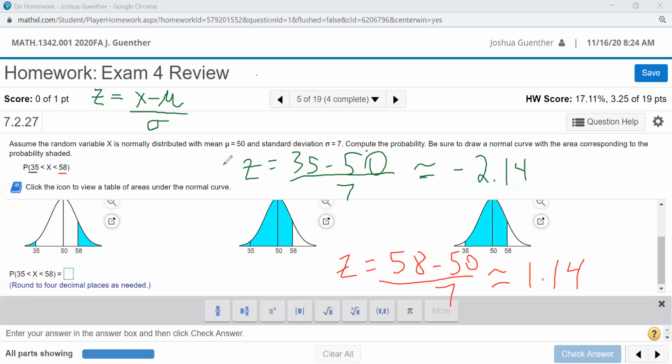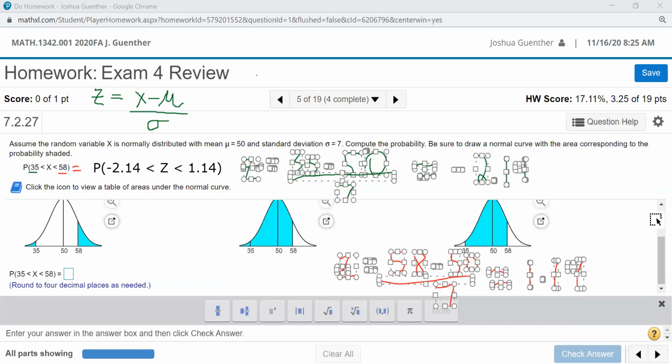And so now asking us to find the probability that x is between 35 and 58 is actually completely equivalent to asking us to find the probability that our z-score is between negative 2.14 and positive 1.14. It's identical. Now I can erase all this.